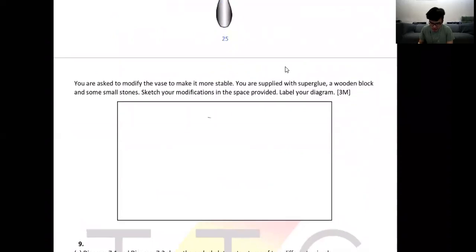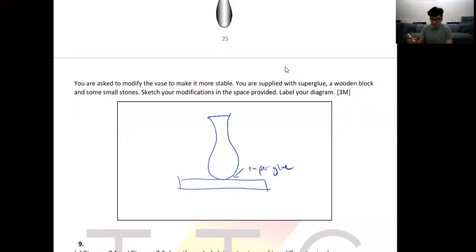So you can just take your base and stick it to a wooden block. This is your super glue. See, now you increase the base area. So how do you lower the center of gravity? You put stones inside. So this one will lower your center of gravity, and this one will increase your base area.